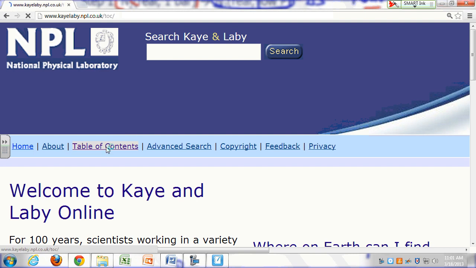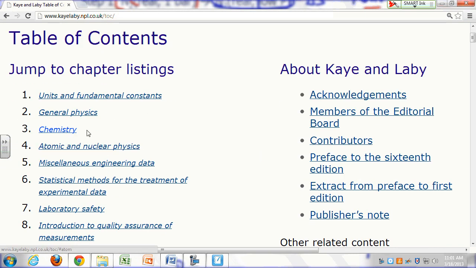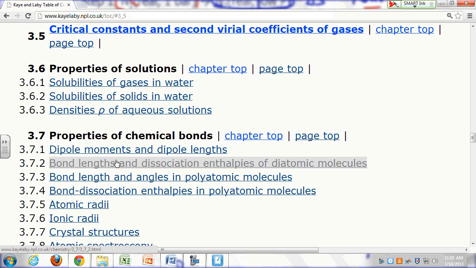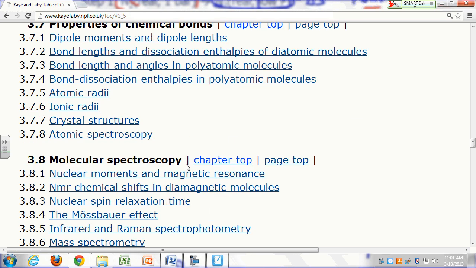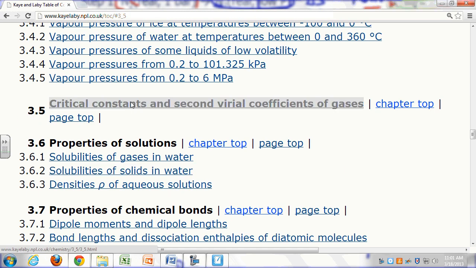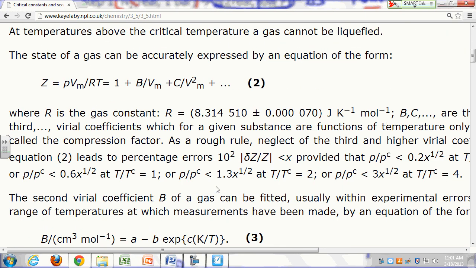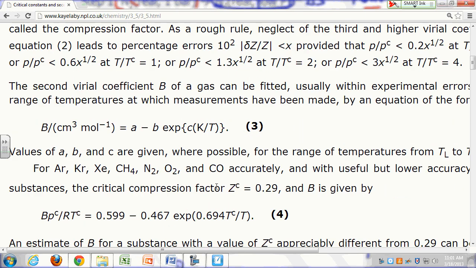Right, if you go to the table of contents, there's a chemistry section right there, and you can look at critical constants and second virial coefficients of gases. You go there, and where is it? Critical constants and second virial coefficients of gases. Here you have an expression for B. Okay? It's a function of temperature. Second virial coefficient as a function of temperature.